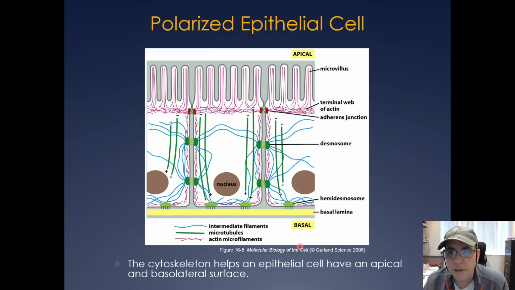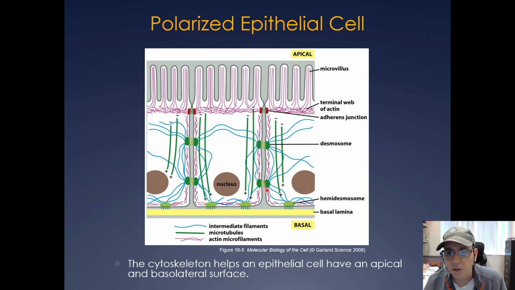In epithelial cells, which are much more rigid and don't move around as much, the cytoskeleton is also very important, and it helps establish the polarized nature of the epithelial cell. So if this is like an intestinal epithelial cell, you can see here the microvilli, and they have actin protruding out into them.